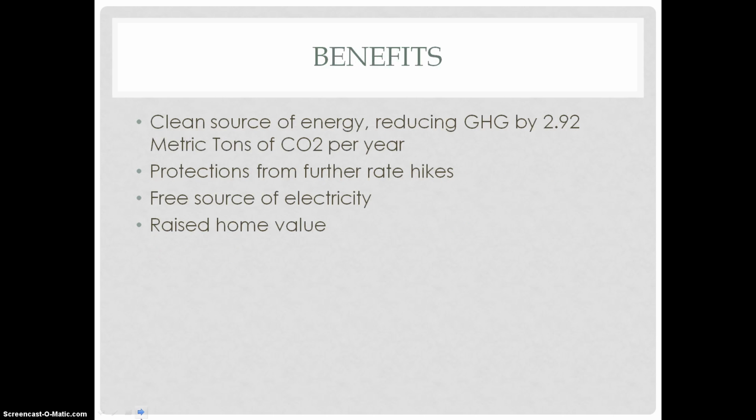Other benefits include it's a clean source of energy, and I'm reducing greenhouse gas emissions by 2.92 metric tons per year. It also protects me from further rate hikes. It's a free source of electricity after I pay off my financing, and it has raised my home value.